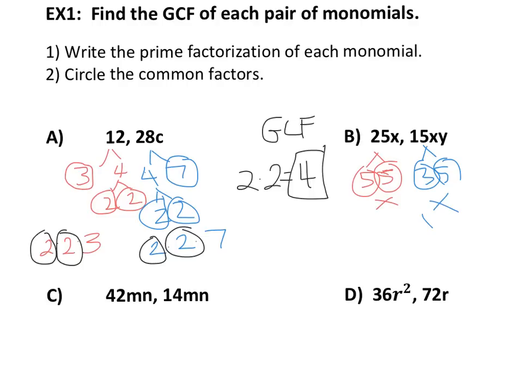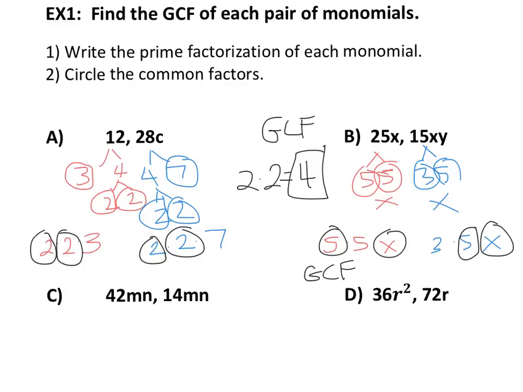Since they both have x's, we know that's part of the GCF. So if I were to write it out, 5 times 5 times x, then 3 times 5 times x. Then I know the greatest common factors between them are 5 and x. So the greatest common factor for part B would simply be 5x, because they share the 5 and the x in common.